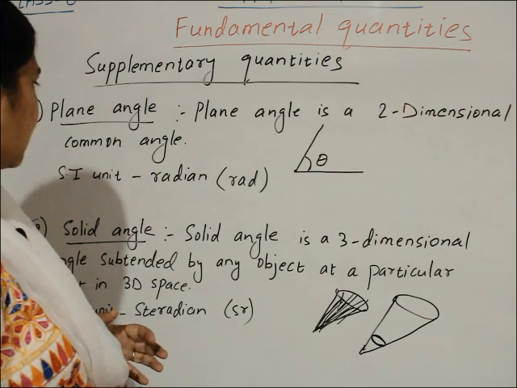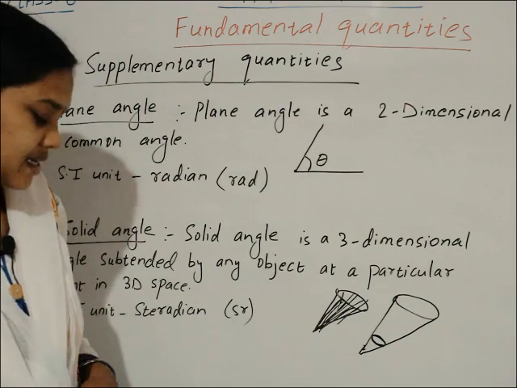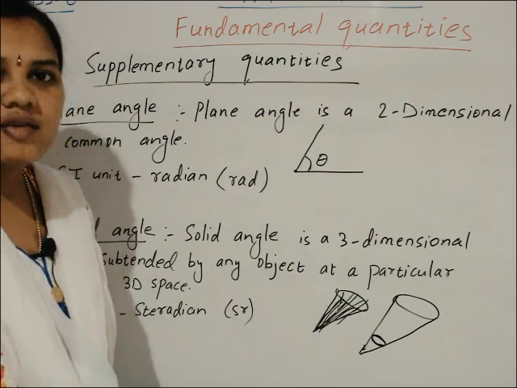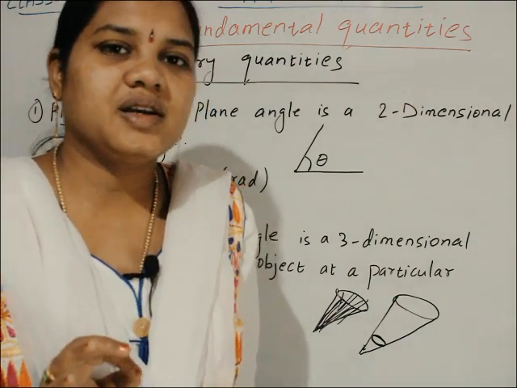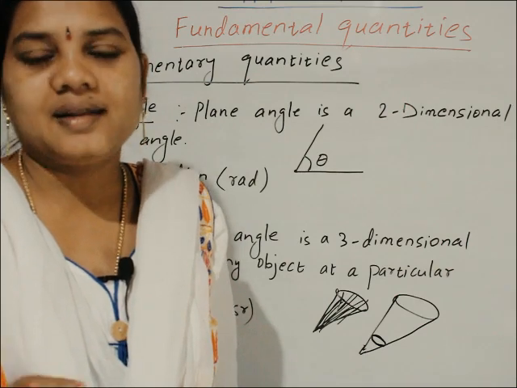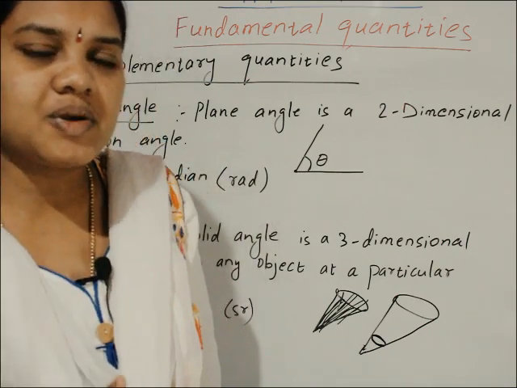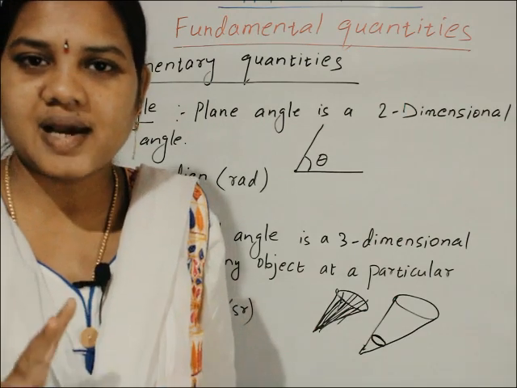So these are the supplementary quantities we discussed today. Children, what did we discuss today? We discussed all the 7 fundamental quantities, their definitions, SI units and symbols, and then the two supplementary quantities, their definitions, SI units and symbols.